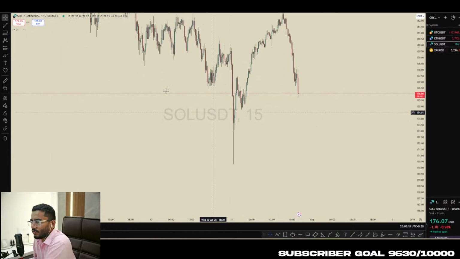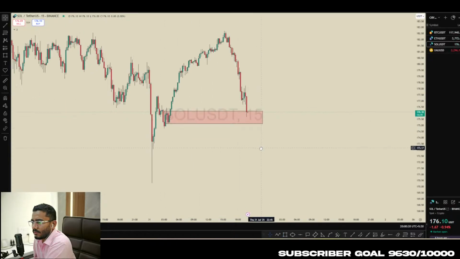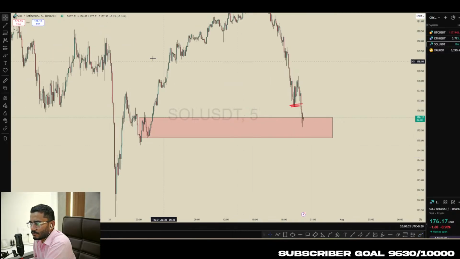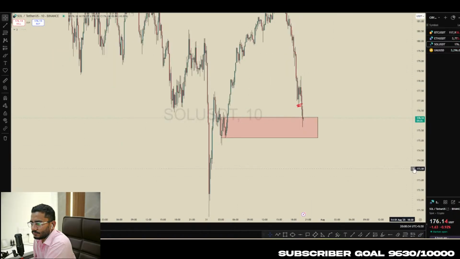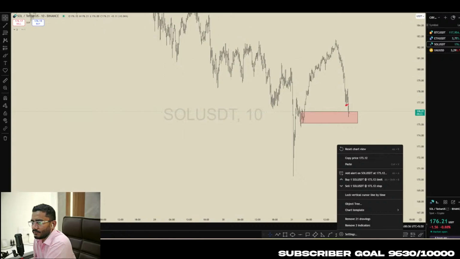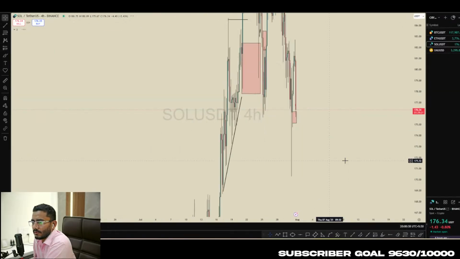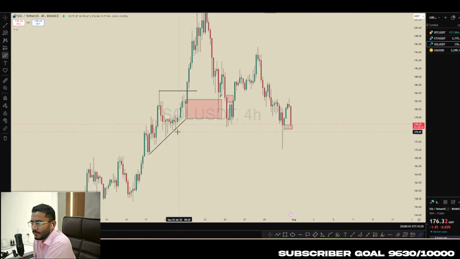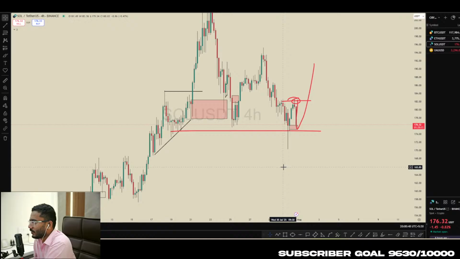There is the same setup on Sol USDT. We can see this is the order block. We can see price has created this fake low. A lot of people would have entered over here. Then price sweeps their liquidity and then it continues. You can also use this entry. There's a liquidity sweep, new high. This is the wick which is supporting the structure.